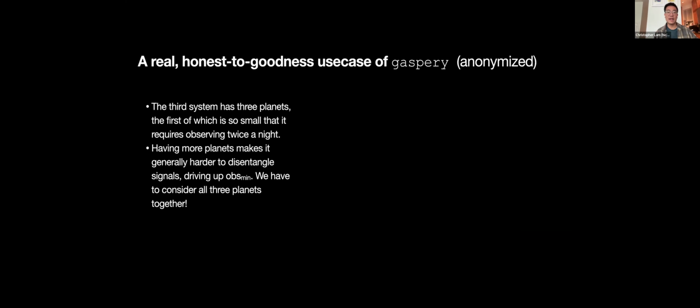In general, having more planets makes it harder to disentangle signals. So expect the minimum observations, these dash lines, to be pushed more to the right when you have more planets, because we have to consider these planets jointly. But imagine if you had to do this in your typical workflow of forward modeling and injection recovery with GPs. That becomes really, really painful when you have multiple planets. And so, okay, let's show the plots.